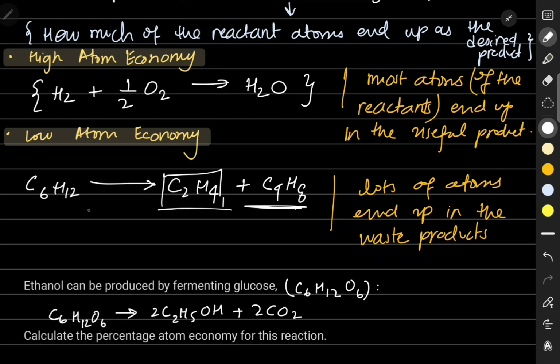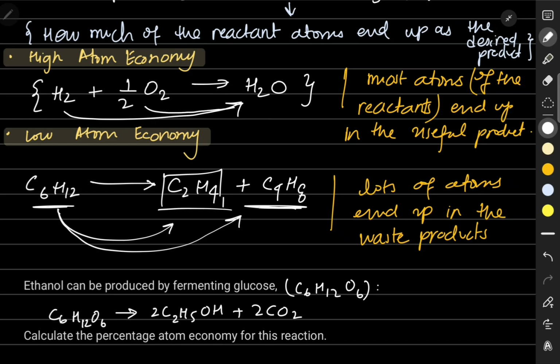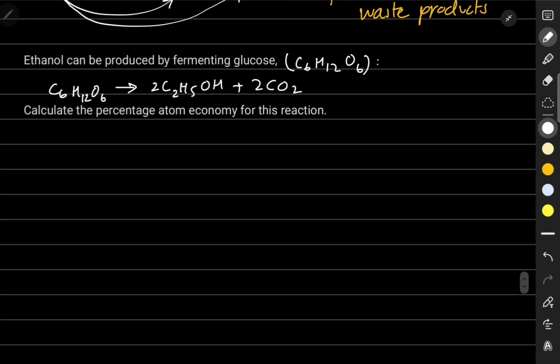So lots of atoms from the reactants are going into two products, so they're being wasted. If you look here, the reactant atoms are all going to the same product. So this is low atom economy and this is a case of high atom economy. Now let's solve a question.